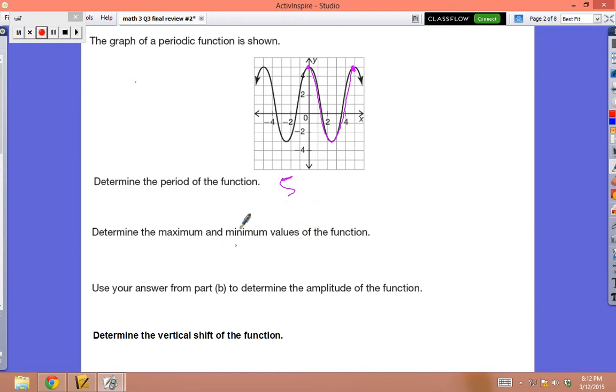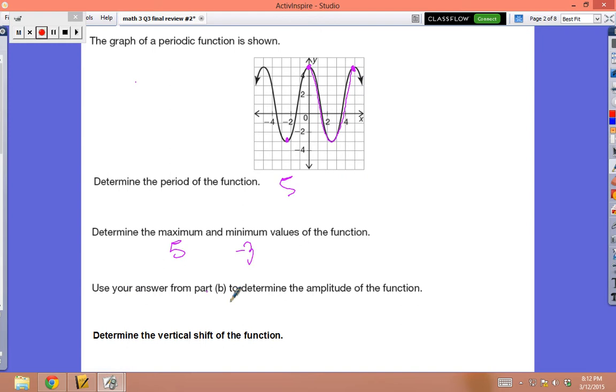The maximum and the minimum. The maximum happens at, if that's 1, 2, 3, 4, 5, the maximum is at 5, and the minimum is the lowest point, the lowest that it goes, and it is 1, 2, 3. So the minimum is a -3.